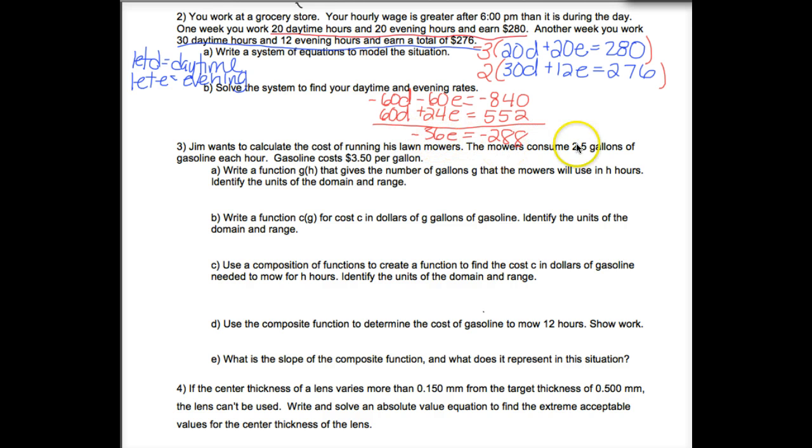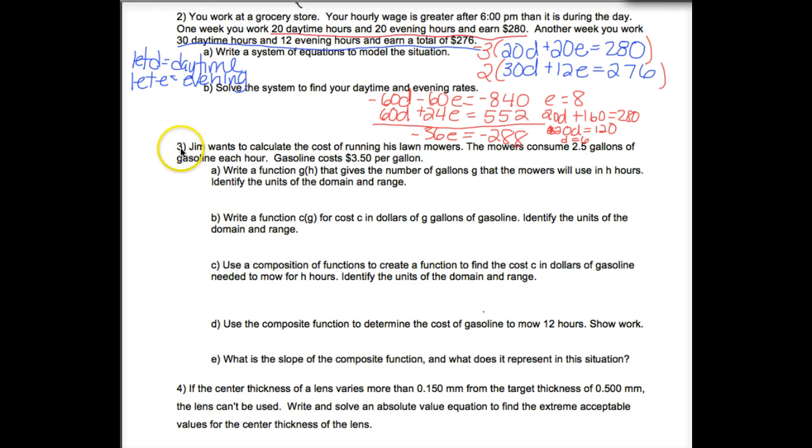So divide both sides by negative 36. You should get that E is equal to 8. Once you have that, plug that back into one of my originals. I chose the top one, so I did 20D plus 20 times 8, which is 160, equals 280, and then I solved that for D. I subtracted the 160 from both sides, so 20D equals 120, divided by 20, and D is 6.